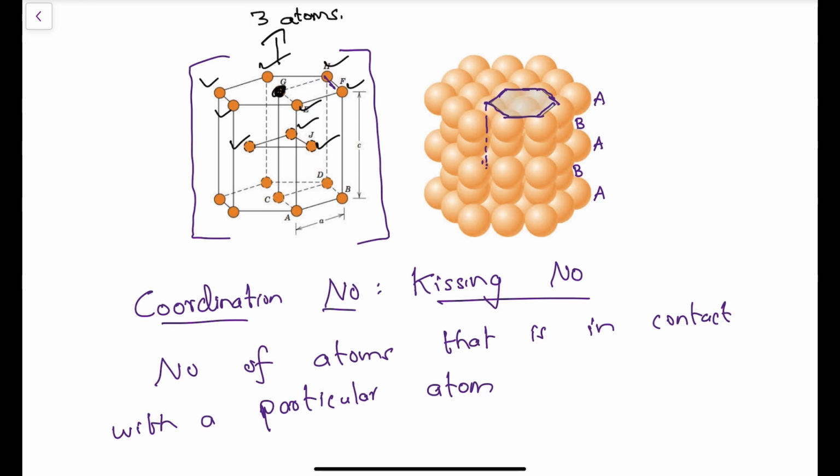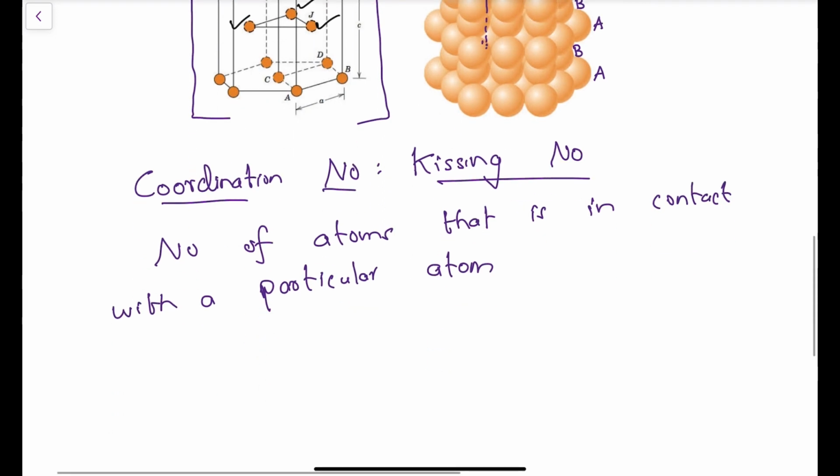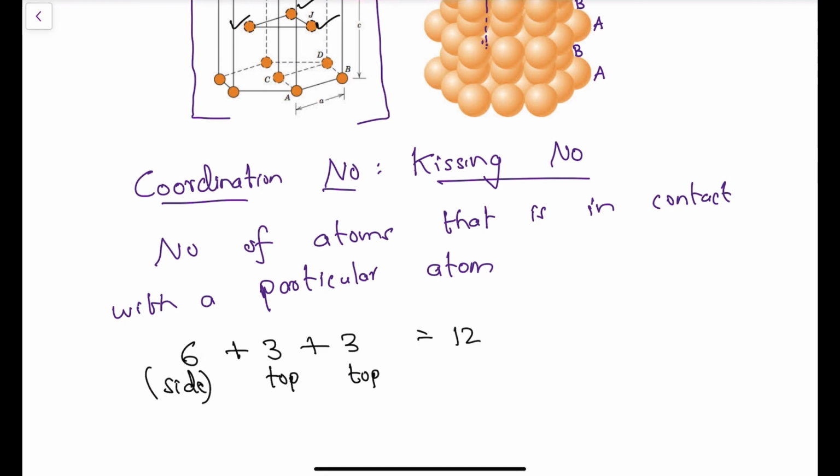They will also be in contact. Okay, so the total number of atoms is six on the side, plus three on the bottom, plus three on top. Okay, this will be 12. So the kissing number or coordination number is 12.